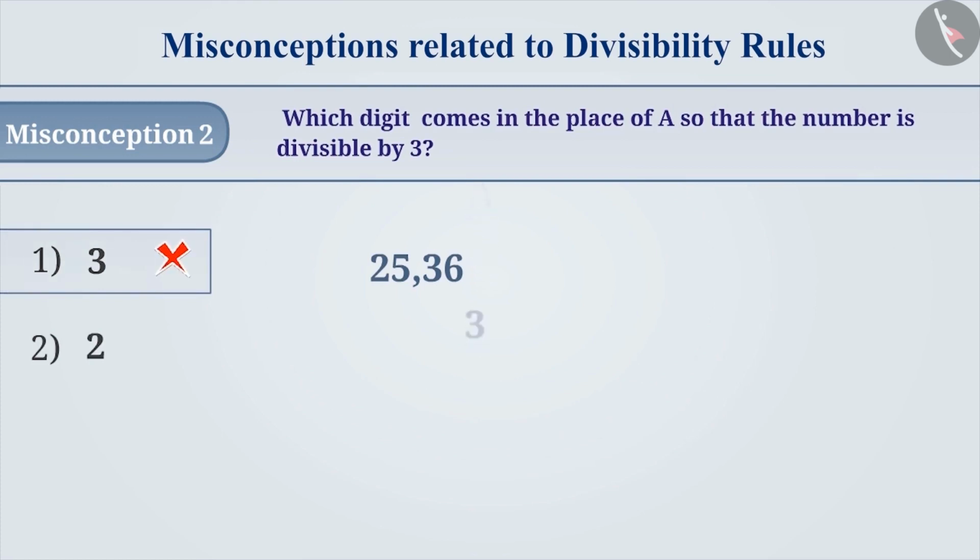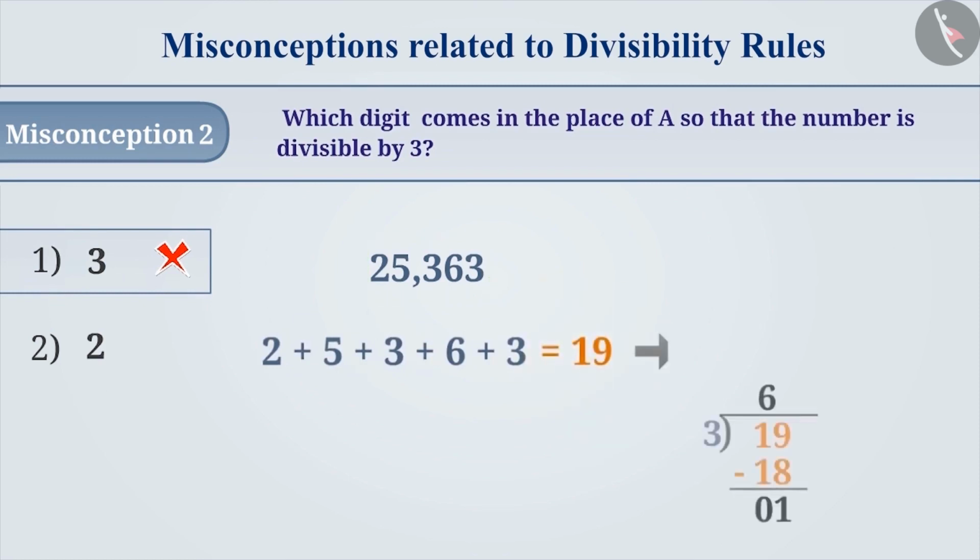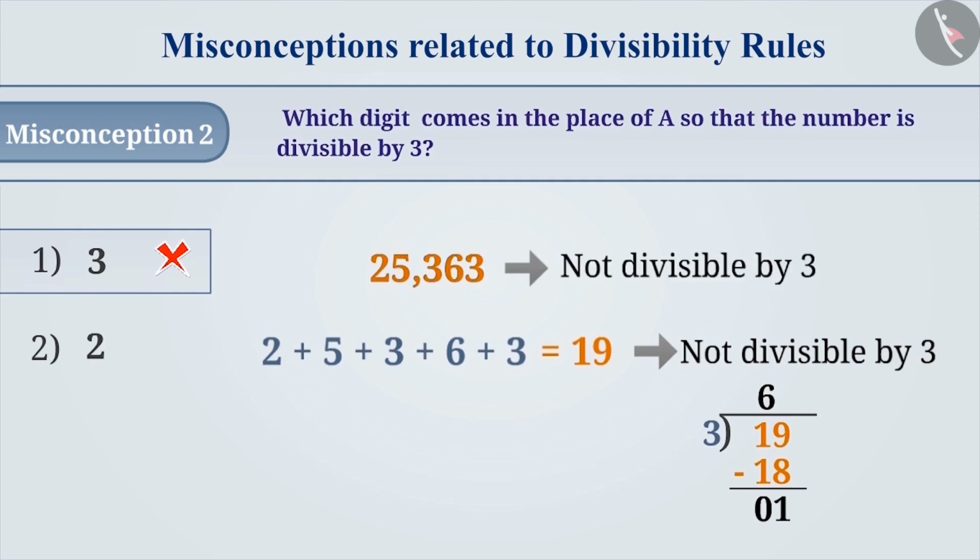To check the divisibility by 3, we will substitute 3 in the place of A and find out the sum of the digits. The sum will be 19. Since 19 is not divisible by 3, 25,363 is also not divisible by 3. So, we cannot write 3 in the place of A.